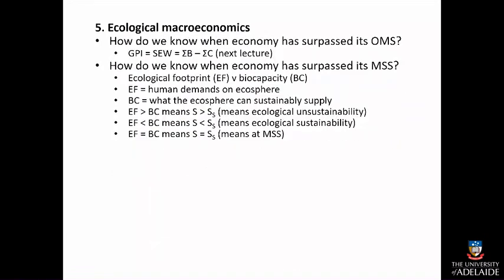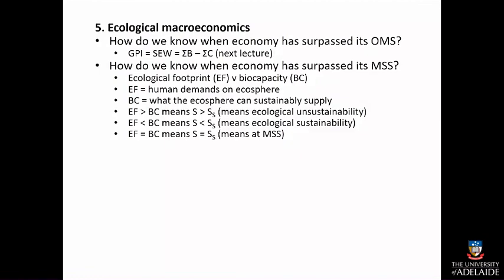So how do we know when the economy has surpassed its optimal macroeconomic scale? I'll talk a bit more about this on Tuesday. The genuine progress indicator, which is meant to represent sustainable economic welfare, is equal to the sum of benefits minus the sum of costs. Presumably, if the GPI starts to fall, you've gone beyond the optimal scale. It's not quite as simple as that, and I'll talk a bit about that on Tuesday, but it's quite possible that if your GPI is falling, you've gone beyond the optimal scale.